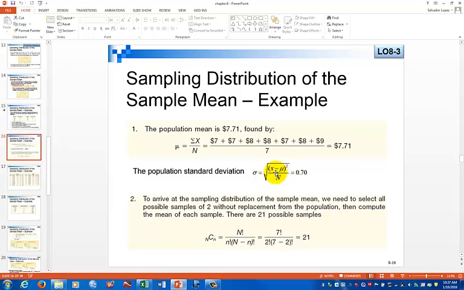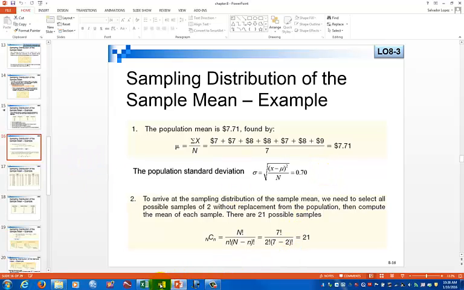Please notice that on the numerator here, we need the summation of x minus mu squared. So on the numerator, what you have is the first 7 minus 7.71 squared, plus 7 minus 7.71 squared, plus 8 minus 7.71 squared, etc., until you complete the 7 differences squared. Add them up, divide by n, the 7 again, that gives you the variance, and then the square root of that will be 0.70. So the variance should be 0.49.